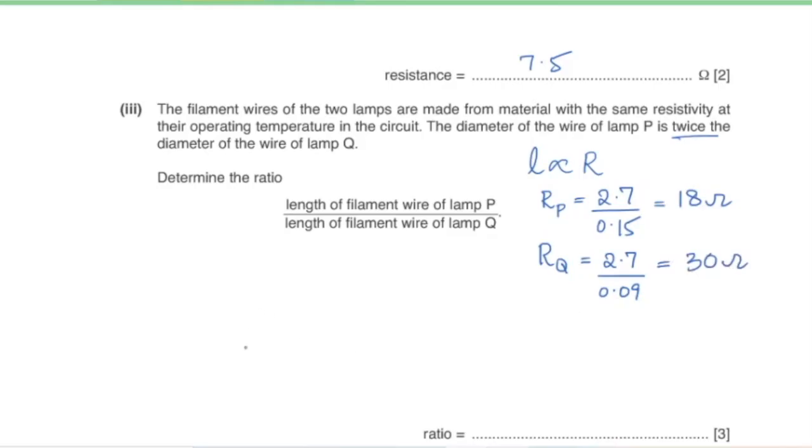Now when the area doubles, the length increases by 4 times and the resistance too will increase by 4 times. So the length of filament wire of lamp P, which is directly proportional to their resistances, is 18 divided by 30, and 18 will be multiplied by 4 because lamp P will have its resistance increased by 4 times, so it will have a ratio of 2.4.